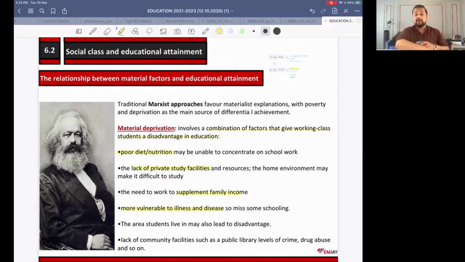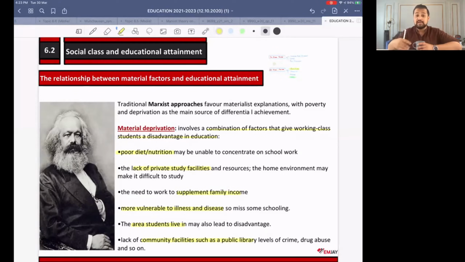Next, the areas students live in may also lead to disadvantage. The areas the students live in. Now, those areas could be overcrowded. Now, if you talk about a country like ours, there could be sewage problems, there could be problems in terms of electricity. I mean, that happens quite often. Not everyone has an alternative. You do today. A few of you would be having multiple options. But then again, individuals from a working class background might not have that facility. The last one, lack of community facilities such as public library, levels of crime, drug abuse, and so on.